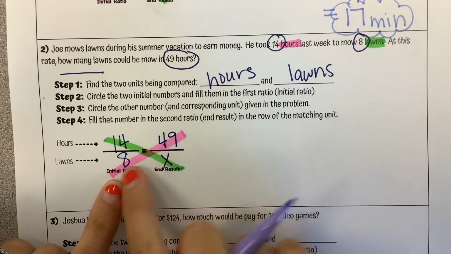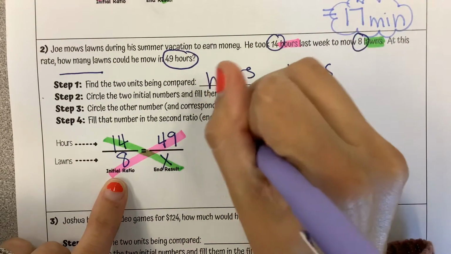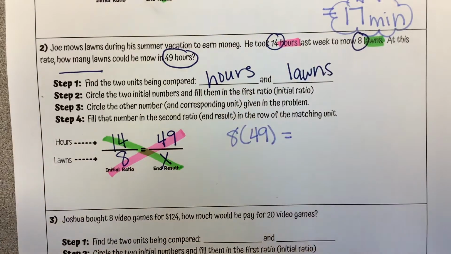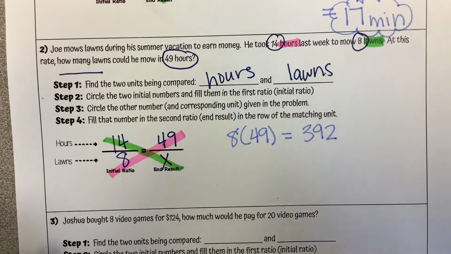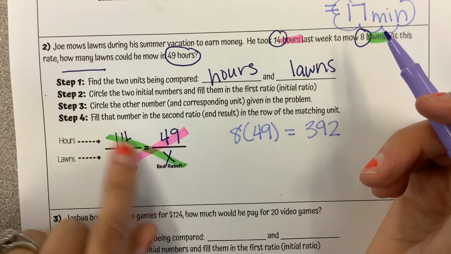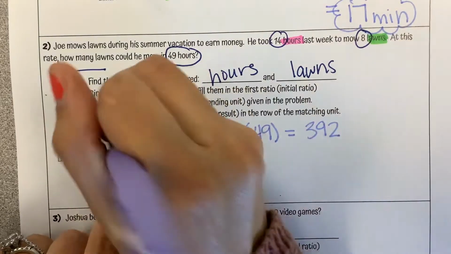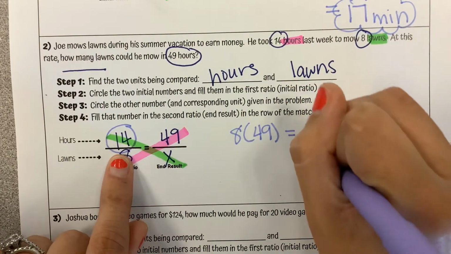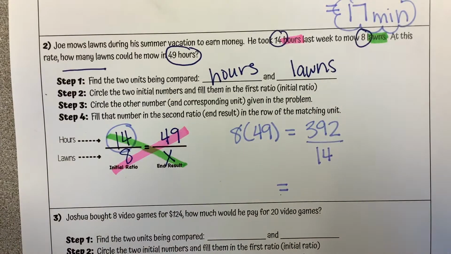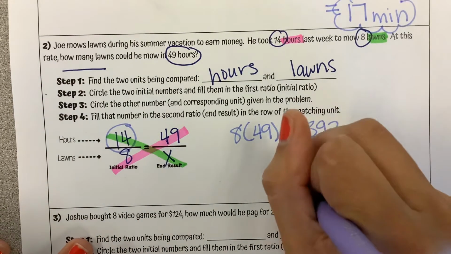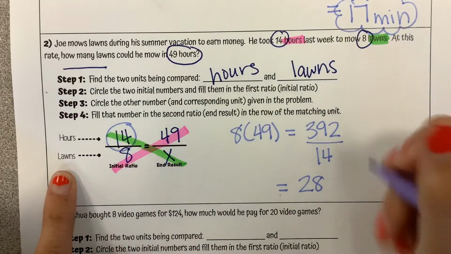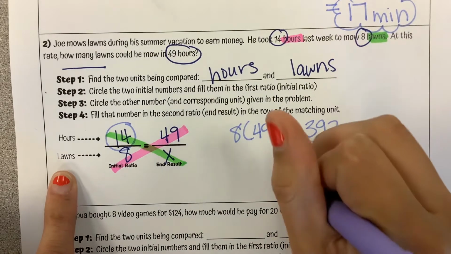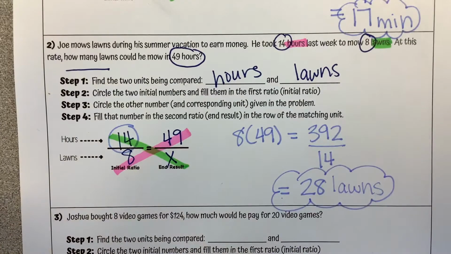The diagonal that has 2 numbers in it is this pink one, 8 and 49. So I'm going to multiply 8 times 49, and we get 392. And then the next step is looking at the diagonal with the variable, which is this green one here. We have the x. The other part of the diagonal is 14. So I'm going to divide by 14. So 392 divided by 14 is 28. Well, what was that standing for? X was on the bottom, which stands for lawns. So 28 lawns is our answer.